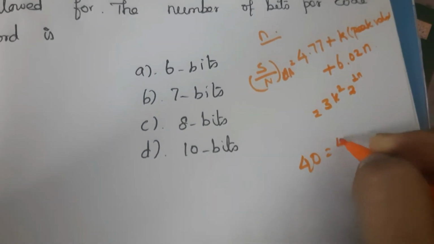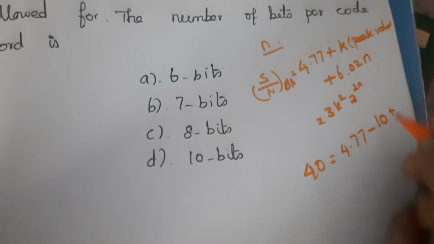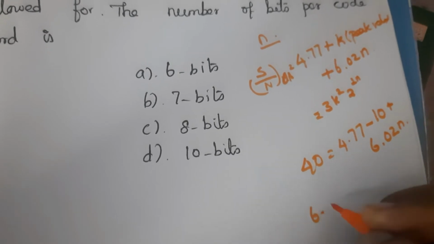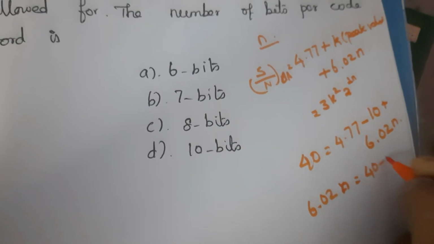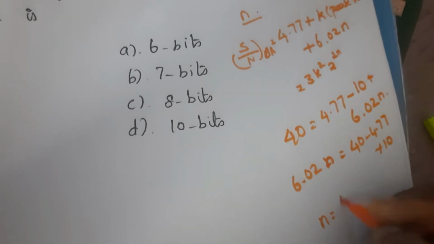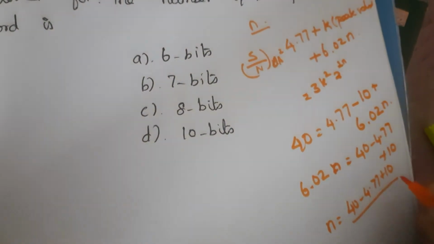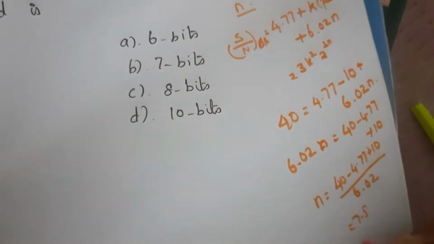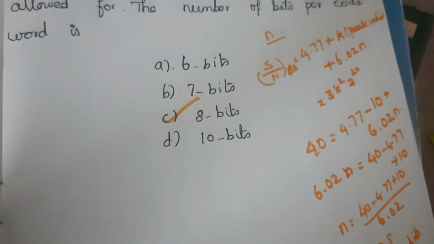So 40 is equal to 4.77 and K peak value is minus 10 dB, plus 6.02 n. So we will get n equal to 40 minus 4.77 plus 10, that is 50 minus 4.77, divided by 6.02. We will get 7.5, that is approximately equal to 8 bits. So here the answer is C.